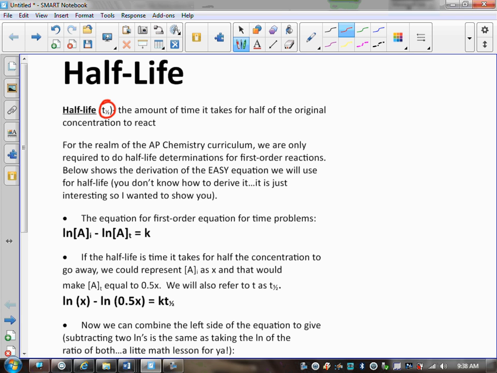You don't have to learn this. I'm not going to ask you to derive it, but I do want you to see why the equation ends up being what it is before we actually look at the equation.